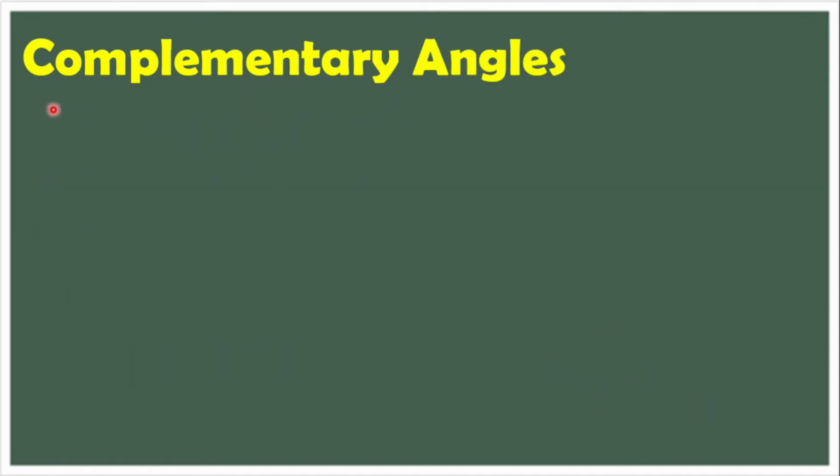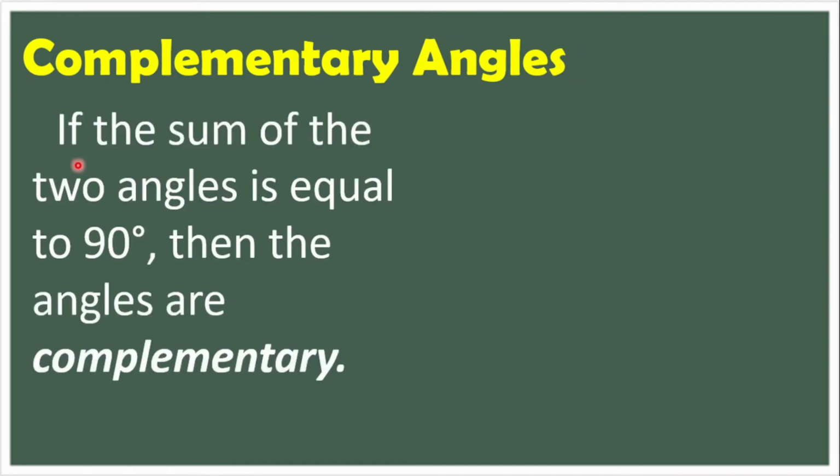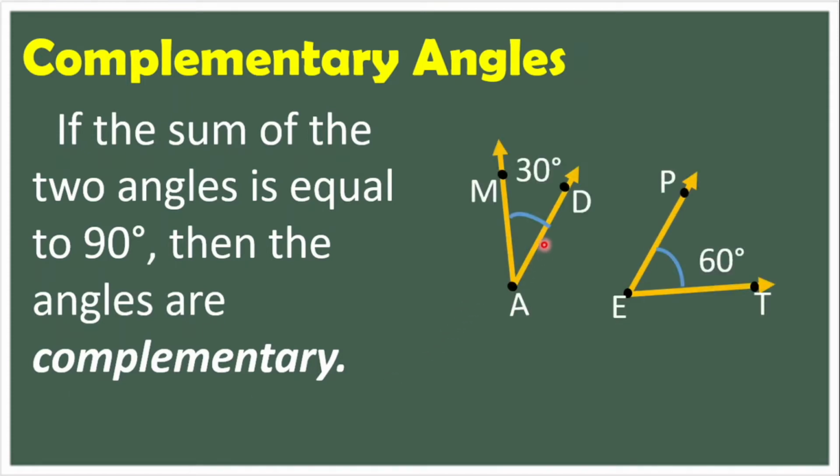Next is complementary angles. The theorem is if the sum of the two angles is equal to 90 degrees, then the angles are complementary. So, ibig sabihin yan, if the two angles, yung sum nung measurement ng angles nila ay 90 degrees, tinatawag natin silang complementary angles. So, sila yung pair of angle with the sum of 90 degrees. So, measure of angle MAD plus measure of angle PET ay equal to 90 degrees.